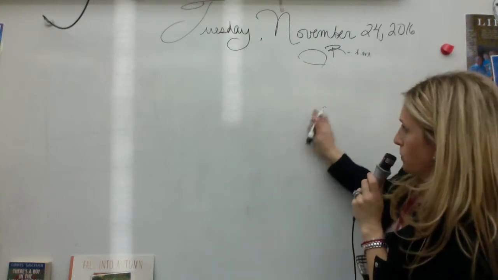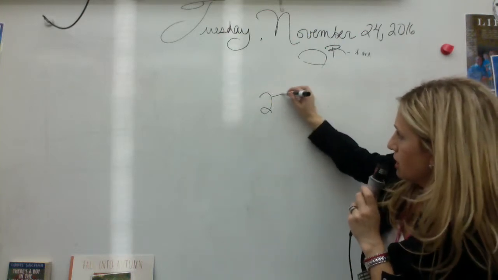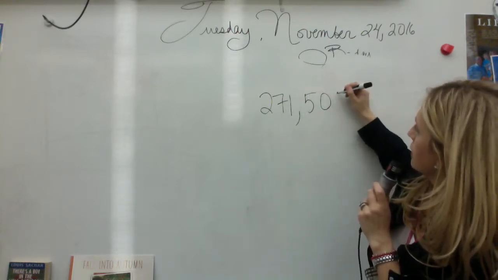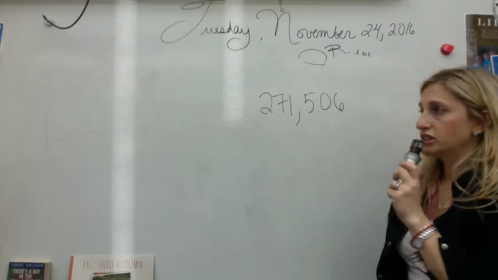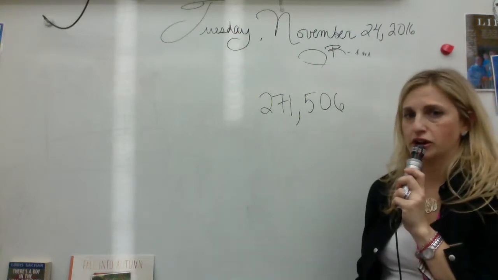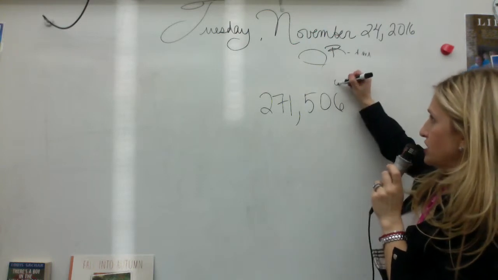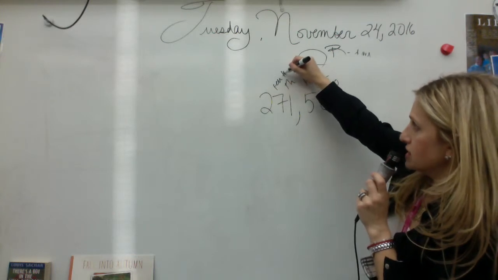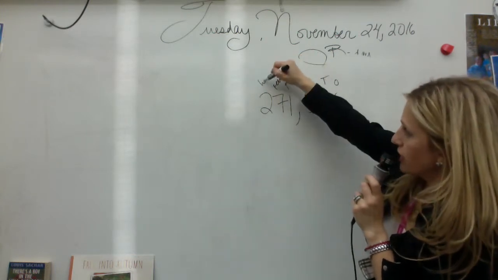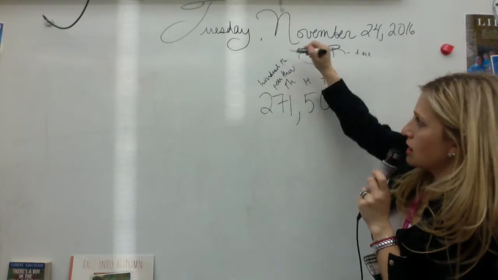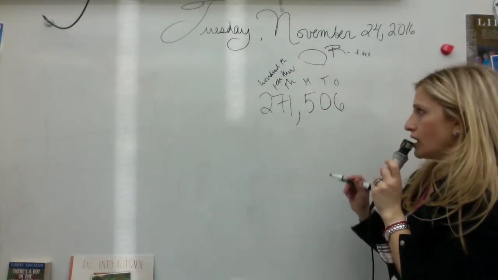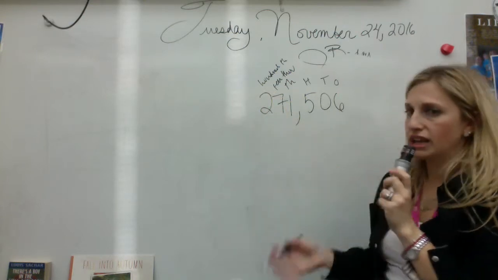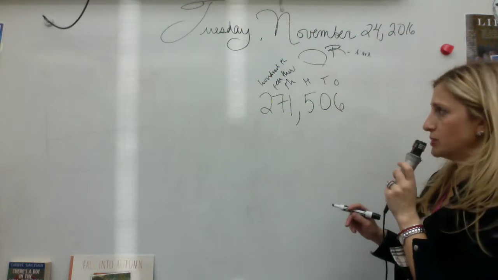Now, in class, I will give you a number that looks like this. Okay, this number is 271,506. Often, it's best to write ones, tens, hundreds, thousands, 10,000s, and then 100,000s. It's helpful because if I said, what's the value of the 2, I already know it's 100,000s. But again, I'm going to round, and I'm going to round to the highest place value.